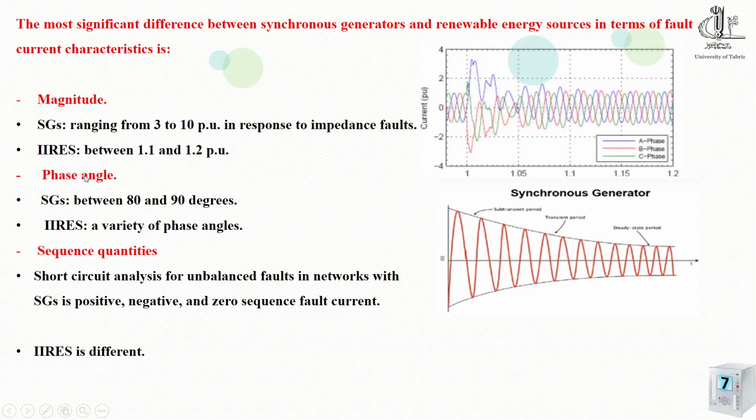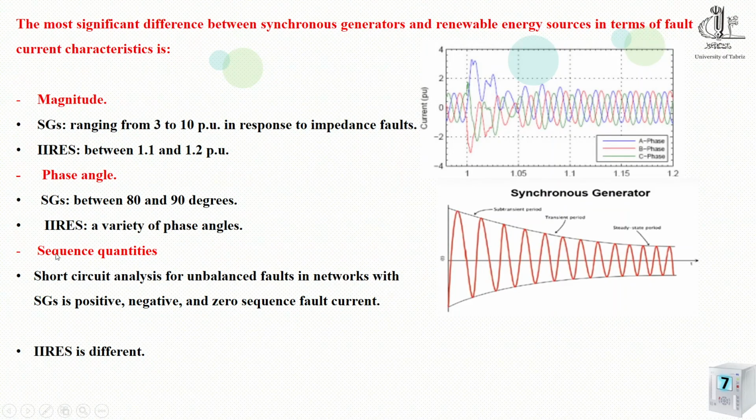Then, about the phase angle. For most fault conditions, the fault current phase angle relative to the voltage can be assumed to be between 82 and 90 degrees. But for the inverter-interfaced renewable energy source, depending on the pre-fault conditions, type of fault, and control strategy, it can inject current at a variety of phase angles.